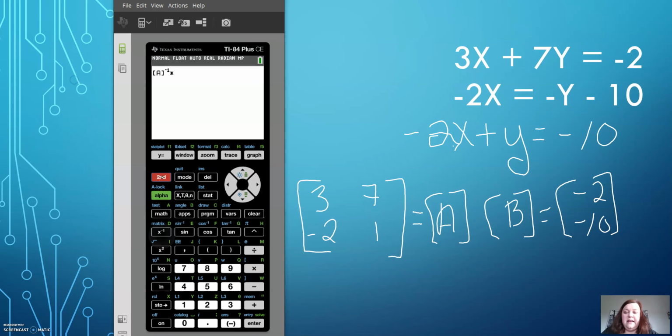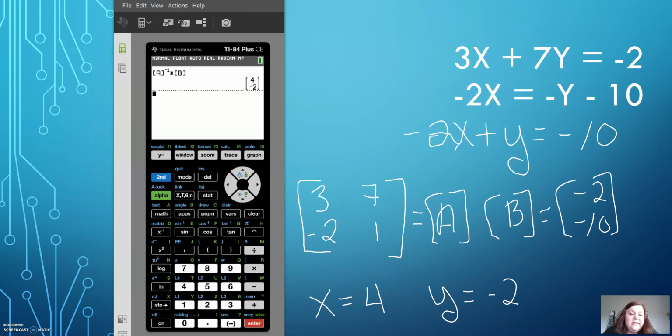So we'll go to second, x to the negative first. Let me retry that. Times option B. So we have the inverse of A times B. When we press enter, we get 4, negative 2. So that means x is going to be 4, y will be negative 2.